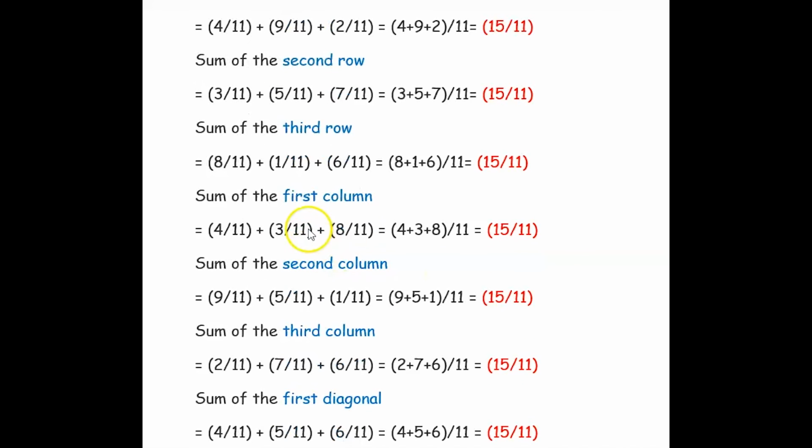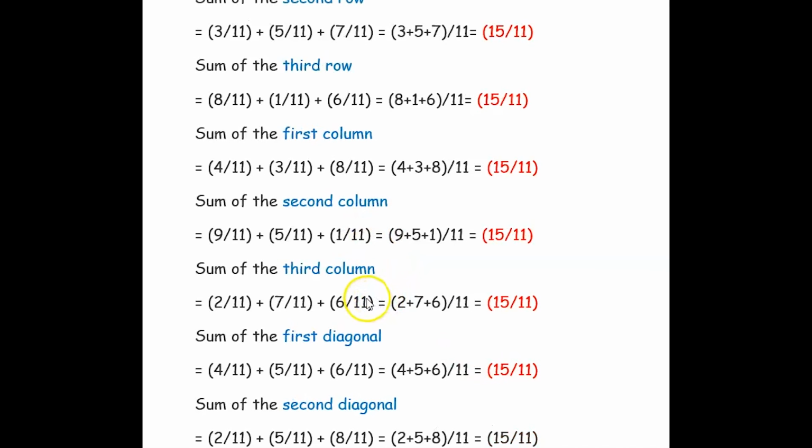Now we'll add all the columns. The first column is 4 divided by 11 plus 3 divided by 11 plus 8 divided by 11. It will give you 15 divided by 11. Then the second column is 9 divided by 11 plus 5 divided by 11 plus 1 divided by 11, which also gives you 15 divided by 11. Third column, 2 divided by 11 plus 7 divided by 11 plus 6 divided by 11. If you add all these, you will get 15 divided by 11. So all three columns also give you the same answer. So rows are satisfied, columns satisfied.